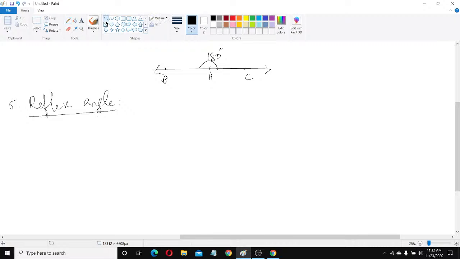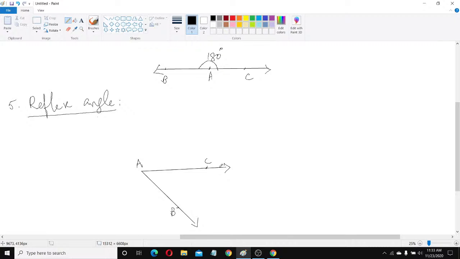I will draw the figure. A is the initial point of this ray. Here AC ray is fixed. Now I will draw another ray. This other ray is not fixed, children. It is rotating. We are rotating the AB ray. Here I will name it B. Both AC ray and AB ray have the same common initial point.